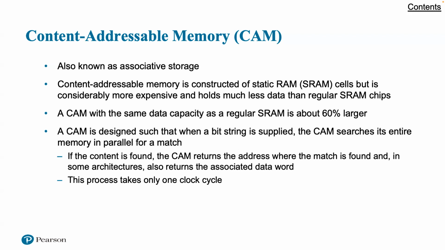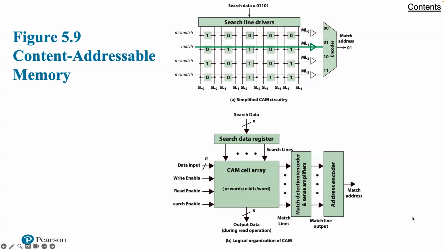CAM is designed such that when a bit string is supplied, the CAM searches its entire memory in parallel for a match. If the content is found, the CAM returns the address where the match is found, and in some architectures also returns the associated data words. The processor only takes 1 clock cycle. So we can see that it can be fairly efficient in terms of how long it takes to do this operation. So we have 2 parts of this figure.